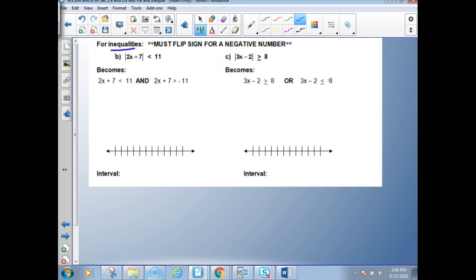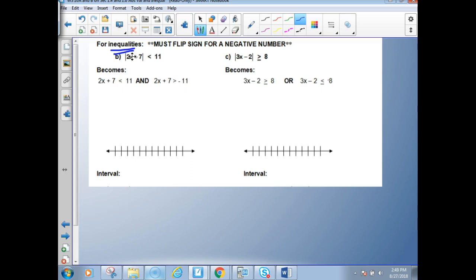For inequalities, that's when you have a less than or greater than or equal to or less than or equal to. You must flip the sign for a negative number, which meant the other day when we talked about it, if we multiplied or divided both sides by a negative, then we had to flip or reverse the symbol. All right, so much like that, if you're going to change the 11 to a -11, you have to flip the symbol.